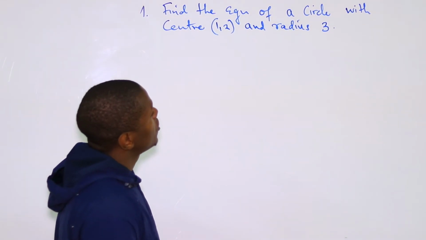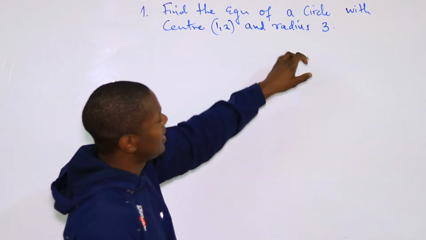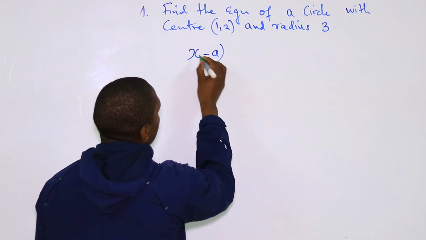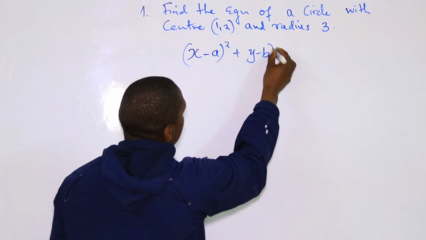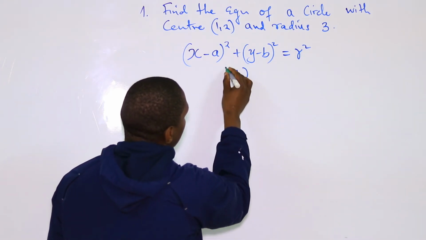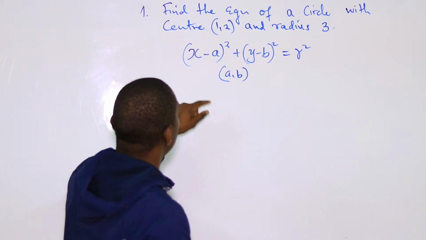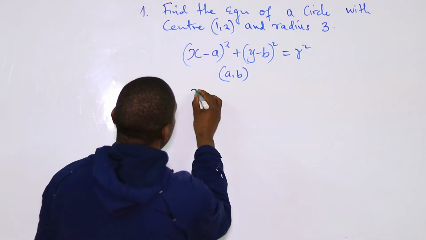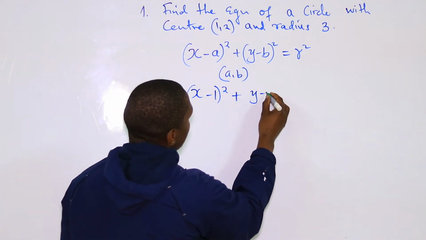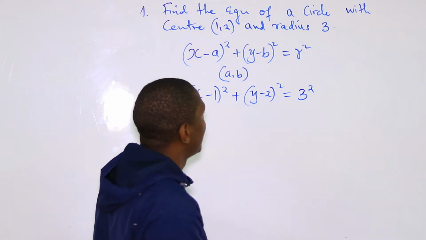Considering the first example on the equation of a circle, we're going to do this question which reads, find the equation of a circle with center (1, 2) and radius 3. We have said the general equation of a circle is (x minus a) squared added to (y minus b) squared is equal to radius squared, where (a, b) is the center of the circle and r is the radius. We've been told the center of this circle is (1, 2). So our a is 1. So this will be (x minus 1) squared added to, our b is 2, so that is (y minus 2) squared is equal to radius squared. The radius is 3, so 3 squared.